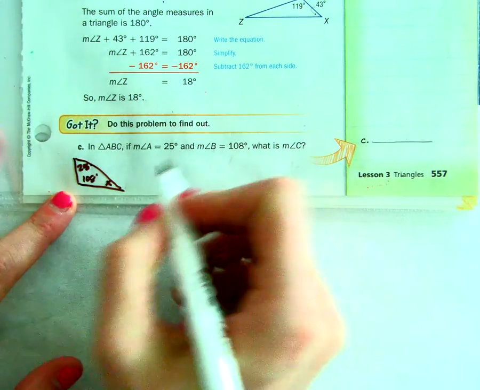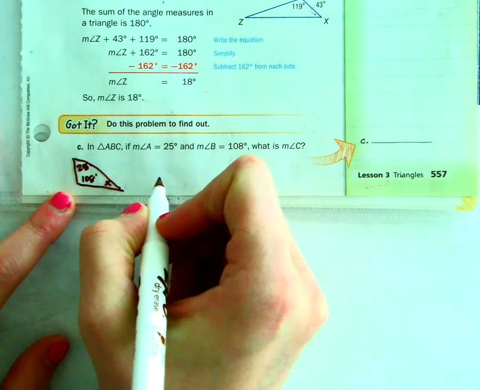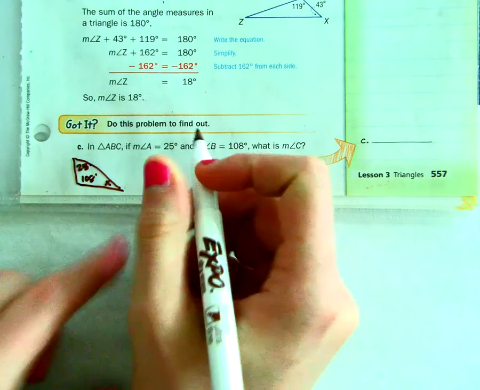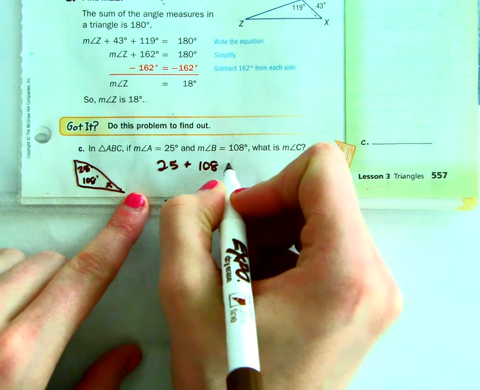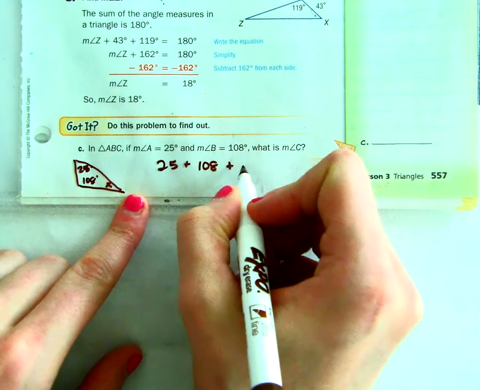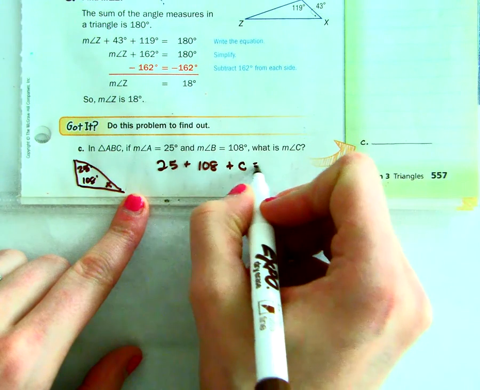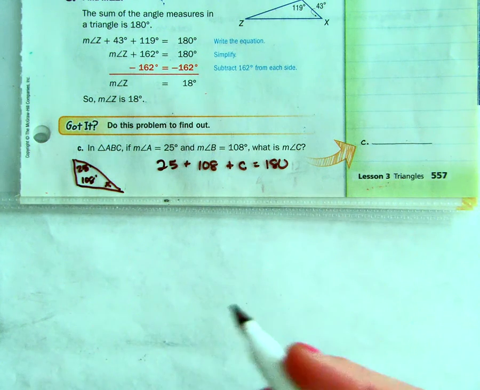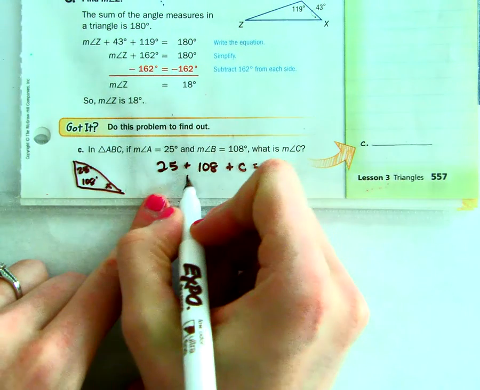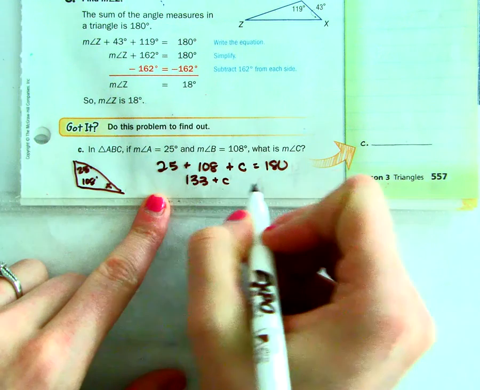Again, I know when I add up all of my angles, they equal 180 degrees. So I'm going to take 25 plus 108 plus the measure of angle C, which I don't know, but they all have to equal 180. We know how to simplify this expression, so I'm going to combine like terms. I'm going to take 25 plus 108. I get 133 plus C equals 180.